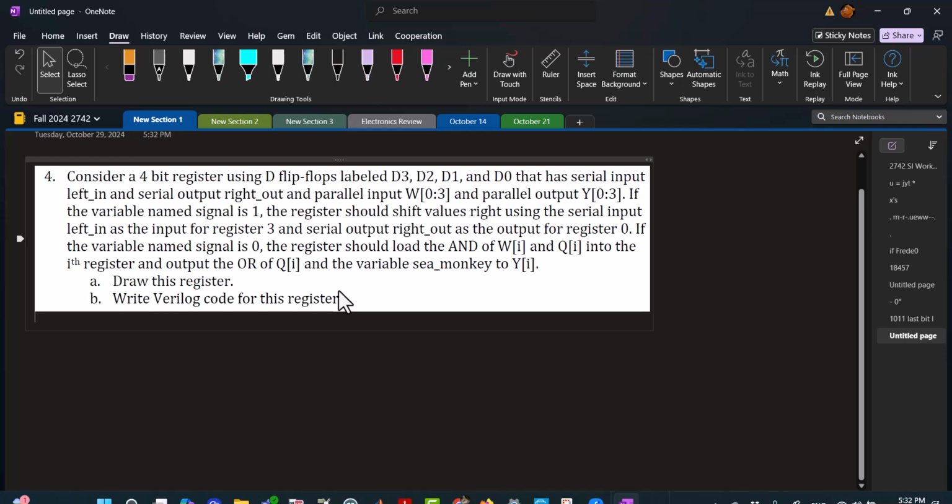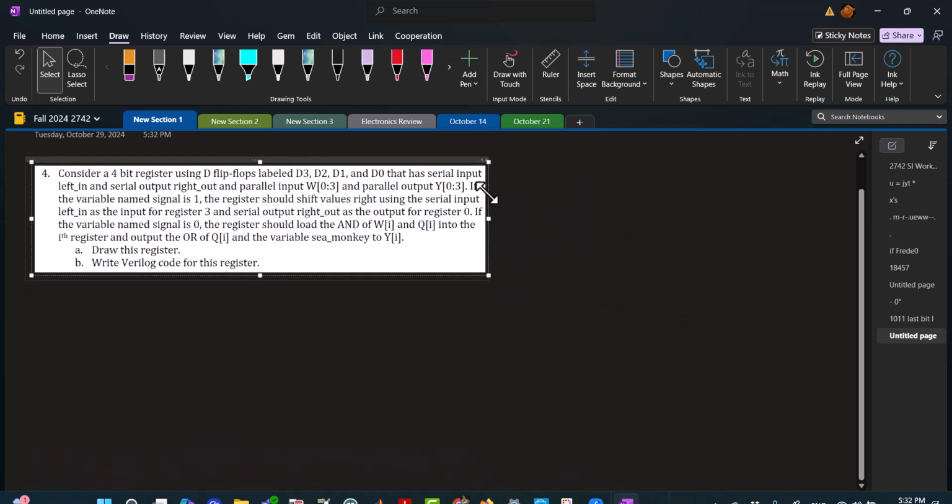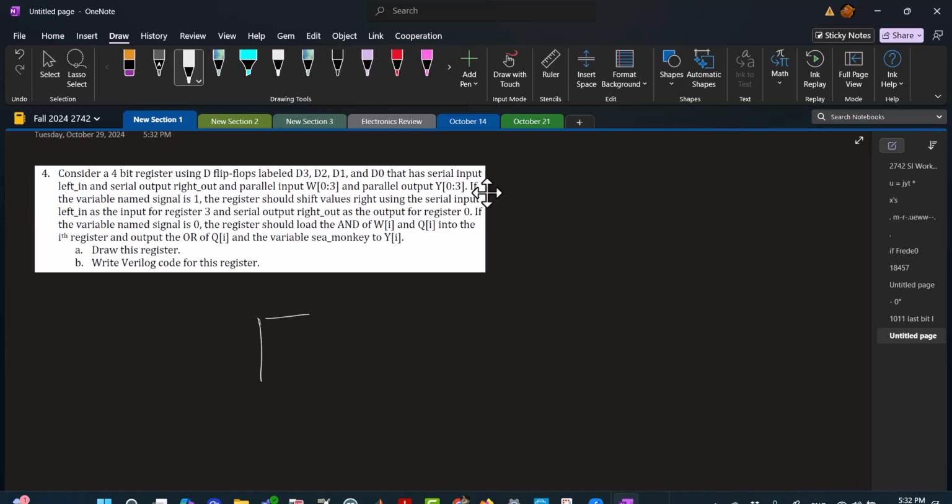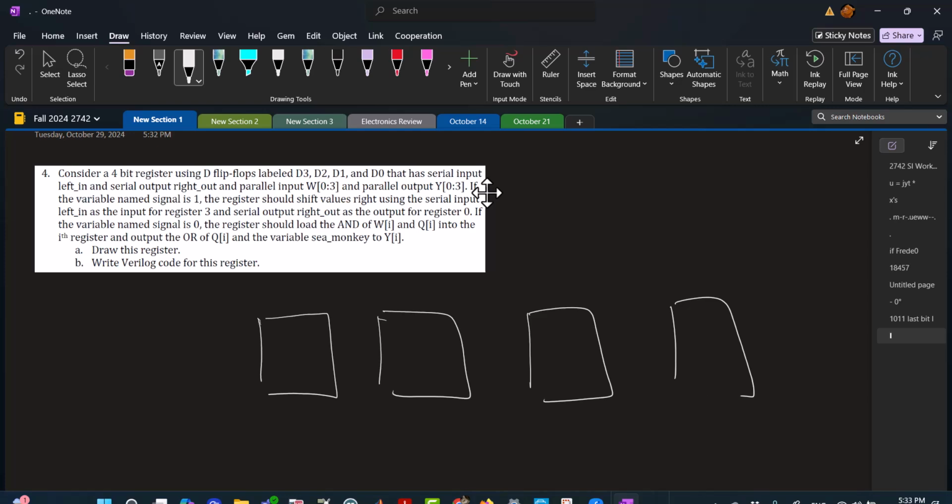Okay, so here we have our register described to us, and we're going to draw it and do the Verilog. It tells us, if I read ahead, I haven't read all the way ahead, but I see it's got an if in here, so I feel like I'm probably going to have multiplexers.